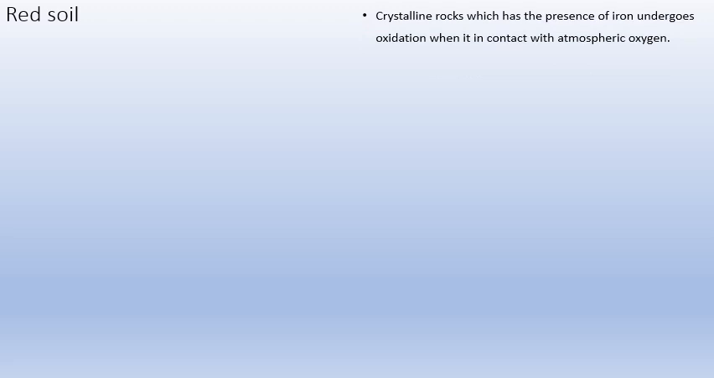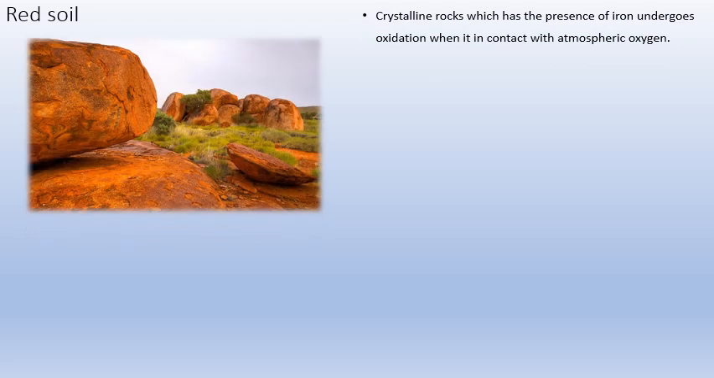Moving into the third type, we have red soil. Red soil forms from crystalline rocks which, because of the presence of iron, undergo oxidation when they come in contact with atmospheric oxygen. You would have learned the process of oxidation under chemical weathering last year. So when a rock which has iron is coming in contact with oxygen either through rainwater or through the air, it starts to rust. This reddish brown substance is produced over a rock. Now you can see the picture of the rock and you can see a reddish brown tint over the rock.